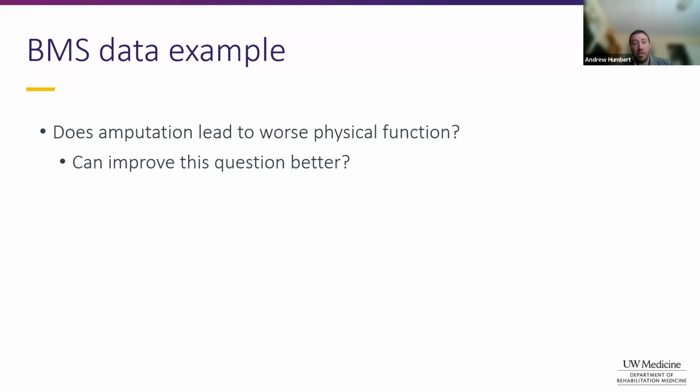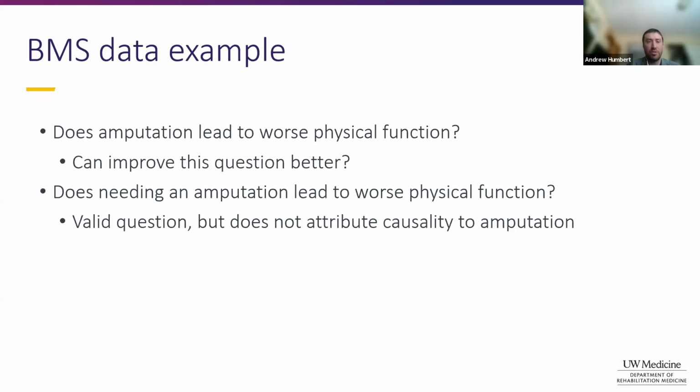But this would be a reasonable question to want to ask. But my follow-up to this would be, can we improve this question? What do you mean by amputation leading to worse physical function? What specifically are you trying to look at? Are you trying to look at, does needing an amputation lead to worse physical function? Which I think is a very valid question, but it does not necessarily attribute causality to the amputation itself, right? Somebody who needs an amputation is likely going to have a more severe injury, or at least location-specific injuries, more on the arms and legs. That person is going to look different than somebody who does not need an amputation.